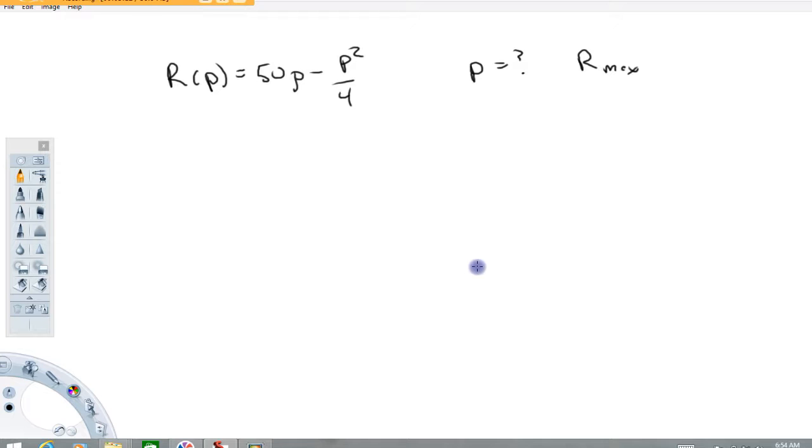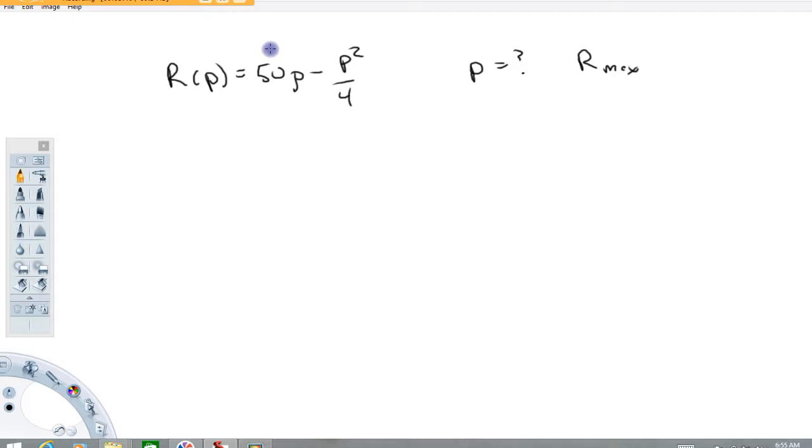So the next one says, a manufacturer of DVD players believes that the revenue the company receives is related to the price of the recorder by the function given by this. So the R is representing revenue as a function of price. What price? So we're looking for P here, the price. What price will give the maximum revenue? All right, so we're looking for the value of P that will maximize this function.